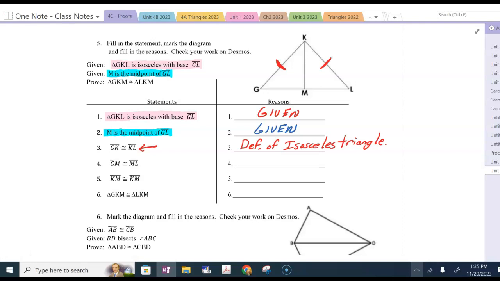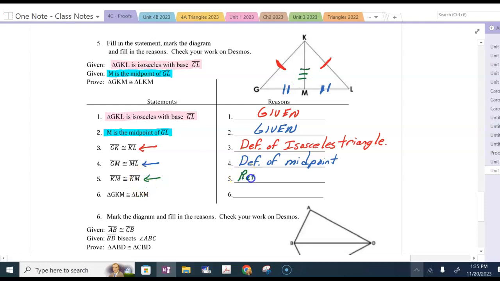We were also told that M was the midpoint of GL, so I could put these 2 blue tick marks, which I wrote in step 4. That is the definition of midpoint. So you could put those blue marks. And like we discussed earlier, you get the line down the middle, KM is congruent to KM. That was called the reflexive property.